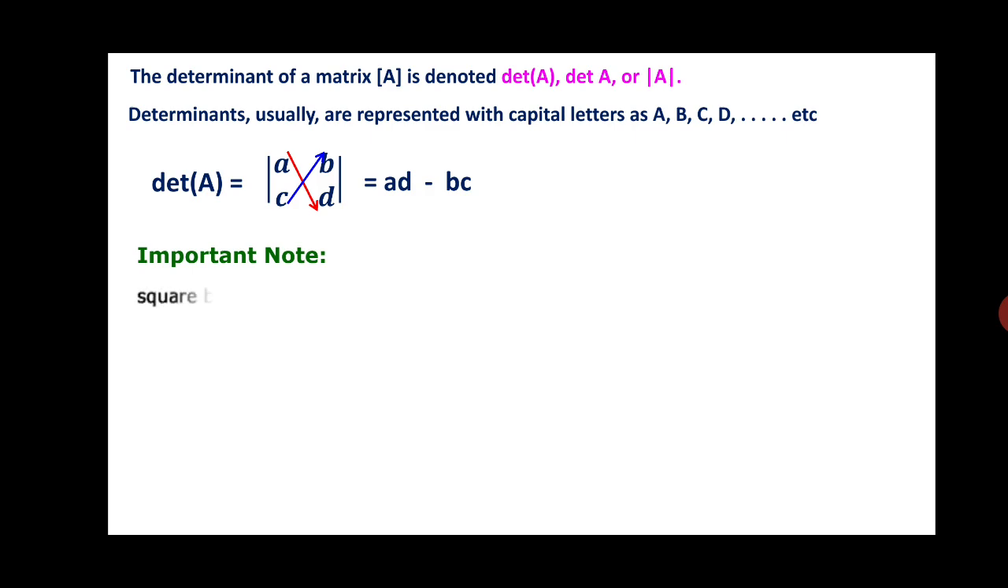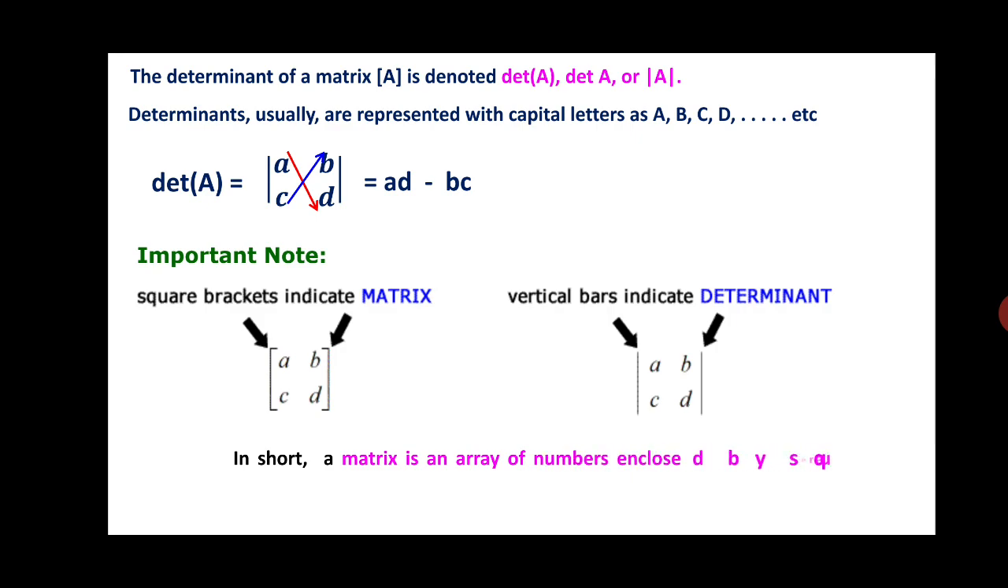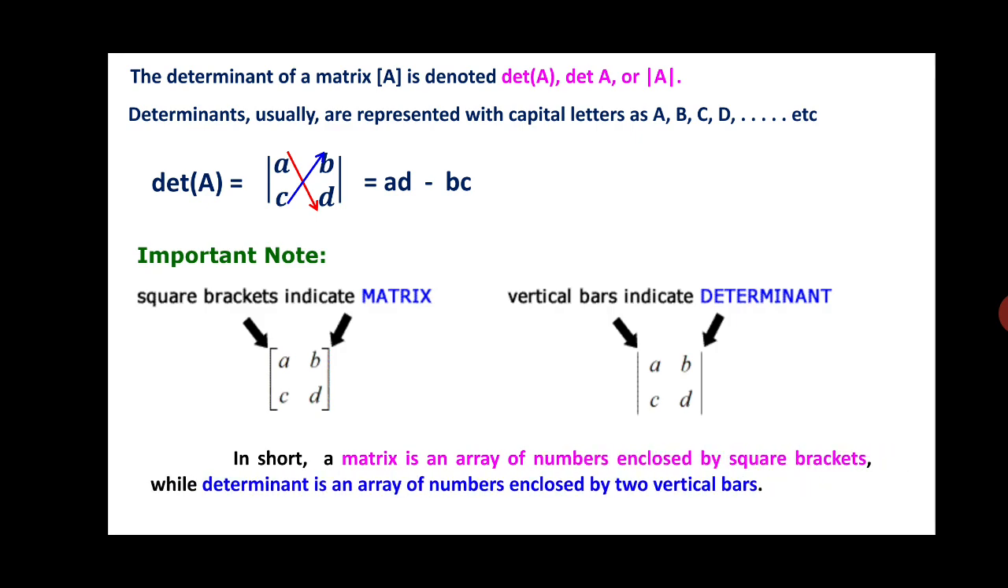An important note you should remember: square brackets indicate a matrix, and if you write in vertical bars, that indicates a determinant. So friends, in short we can say a matrix is an array of numbers enclosed by square brackets, whereas a determinant is an array of numbers enclosed by two vertical bars.